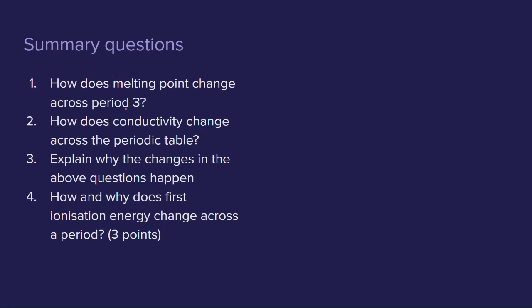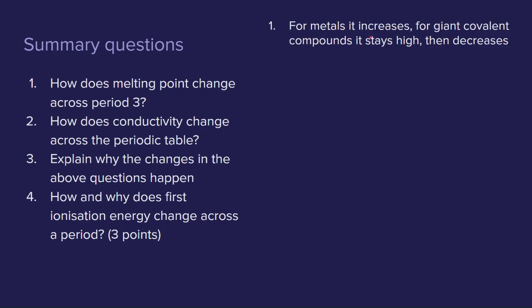Question 1. How does melting point change across period 3? For metals, it increases. For giant covalent compounds, it stays high, and then it decreases for simple molecular. Question 2. How does conductivity change across the periodic table? For metals, it increases, then it drops down for non-metals, because of charge carriers.